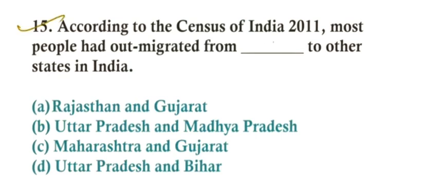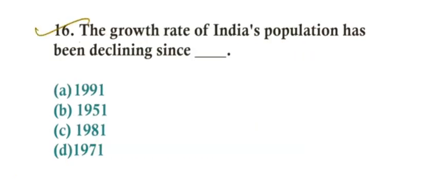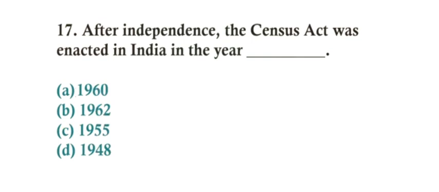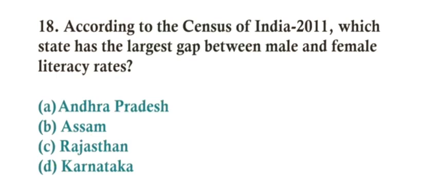Question number 15. According to Census of India 2011, most people had out-migrated from dash to other states in India. Option number D, Uttar Pradesh and Bihar. Question number 16. The growth rate of India's population has been declining since? Option number C, 1981. Question number 17. After independence, the Census Act was enacted in India in the year? Option number D, 1948.